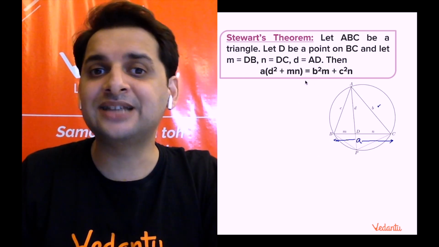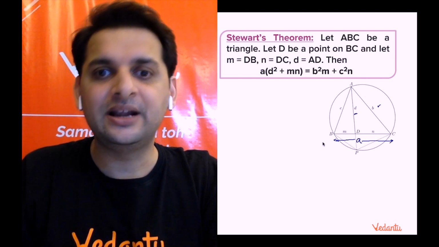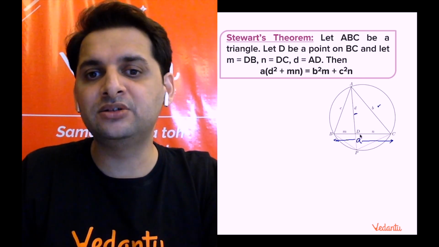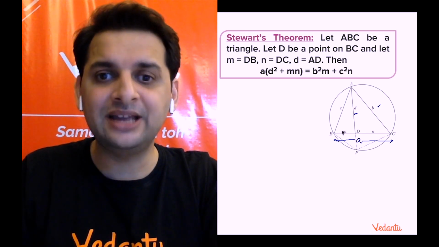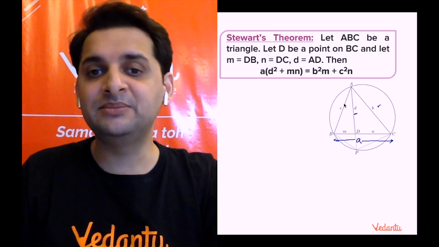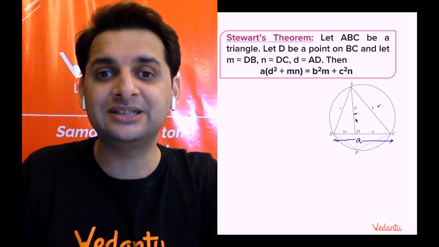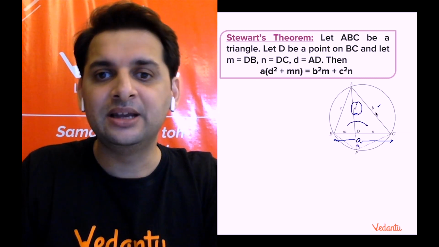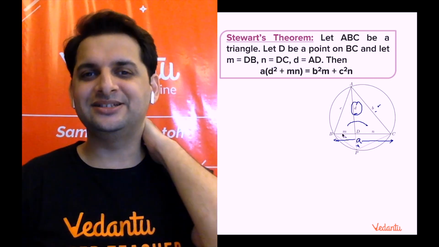So if ABC has standard notations and AD is d, where D is any point on BC, and BD is known and CD is also known, right? So क्या क्या पता है? We know the sides, we know the lengths m and n, and then there's a relation between all these lengths. The relation is a times d square plus m into n is b square m plus c square n. So that's a simple relation.